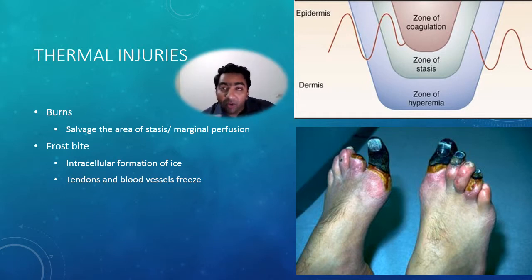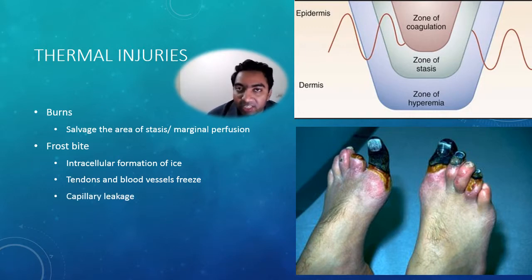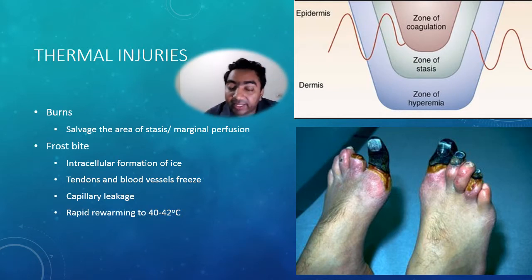Next is, how will we save the limb? We have to warm the limb. So what happens? The ice melts. Once the ice starts melting, there will be intracellular accumulation of water and capillary leakage. So in order to prevent tissue damage, rapid rewarming is done. The better the result, the lesser the tissue damage. So rapid rewarming to 40 to 42 degrees Celsius is done in order to decrease the tissue destruction in case of frostbite.